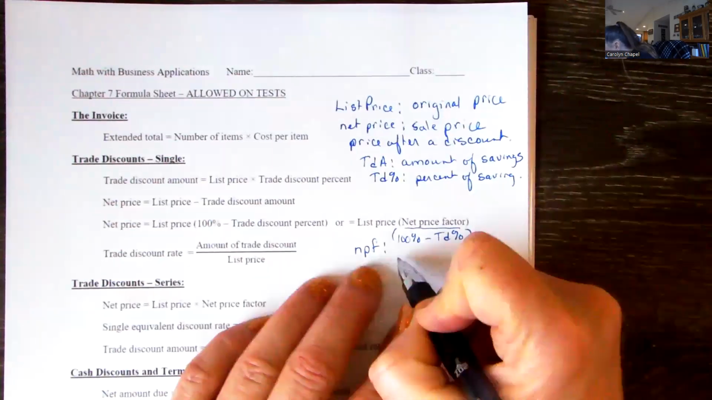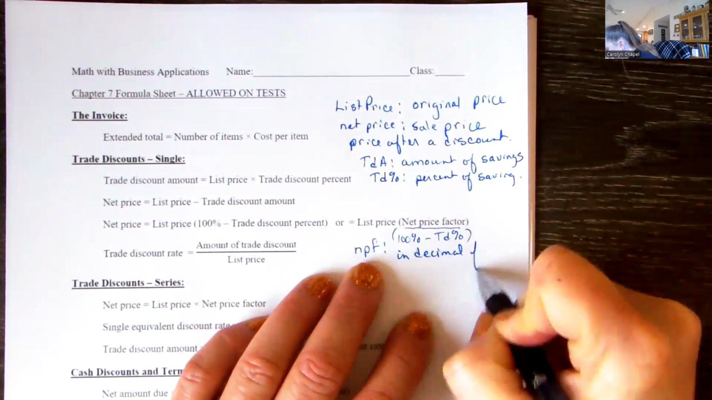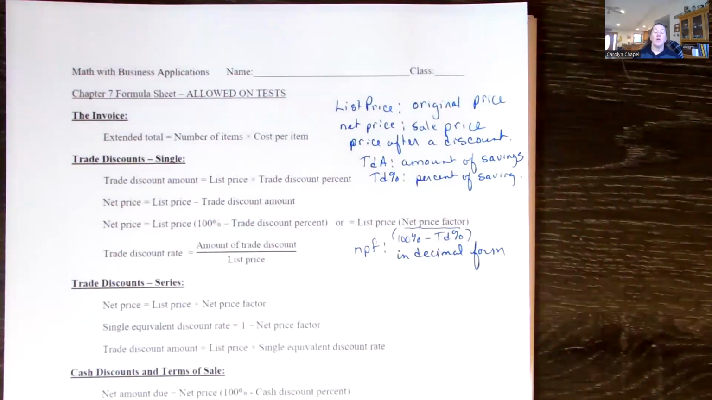And again, we like it in decimal form because our decimal form is that working form. It's the one that works for us in these formulas.